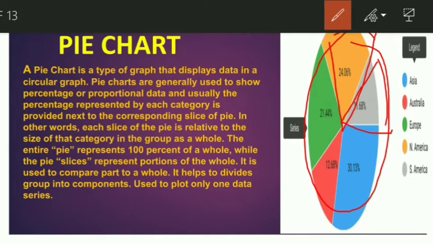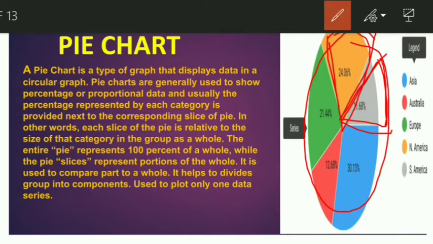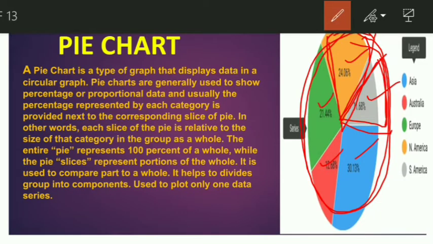In other words, each slice of the pie is relative to the size of that category in the group as a whole. The slice represents a part of a whole, and the entire pie represents 100%. If you add all these percentages, you will see it is 100% of a whole, while the pie slices represent the proportion of the whole.